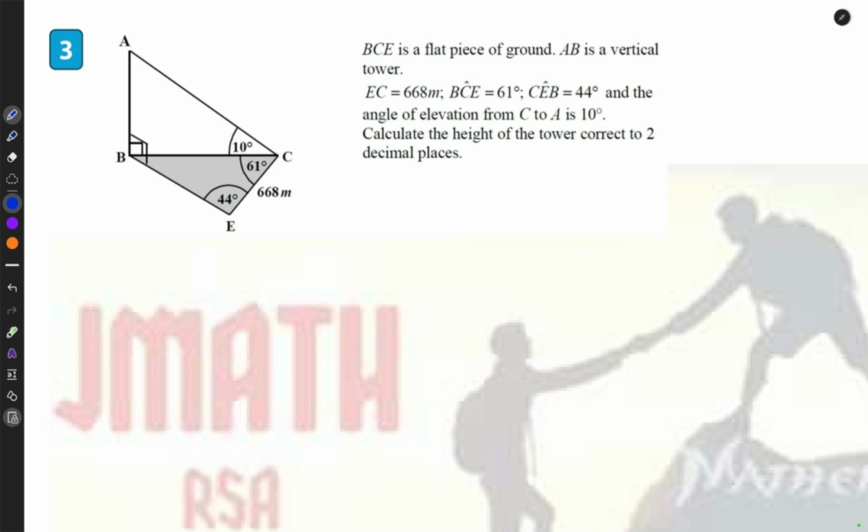Now, with all the info they give me, they just ask me, calculate the height of the tower correct to 2 decimal places. I must now figure out where I am going to start with this. So the height of the tower is AB, and that is in the white triangle. But in that triangle, I only know there's a 90 degrees and a 10 degrees. That's not enough for me to actually start this question with. So I am going to have to go to the gray triangle and try and figure out what is the value of the side that links these two triangles, so BC. So that's my first goal.